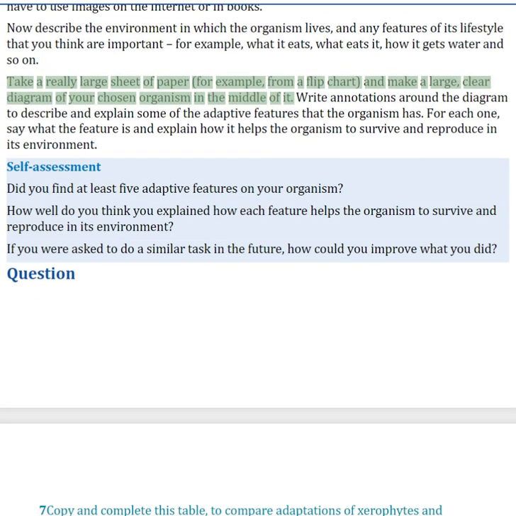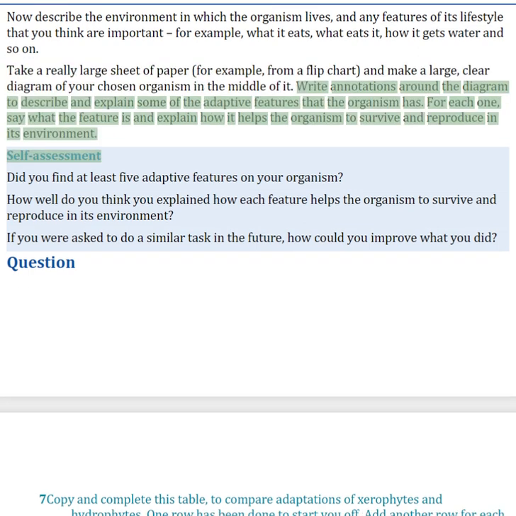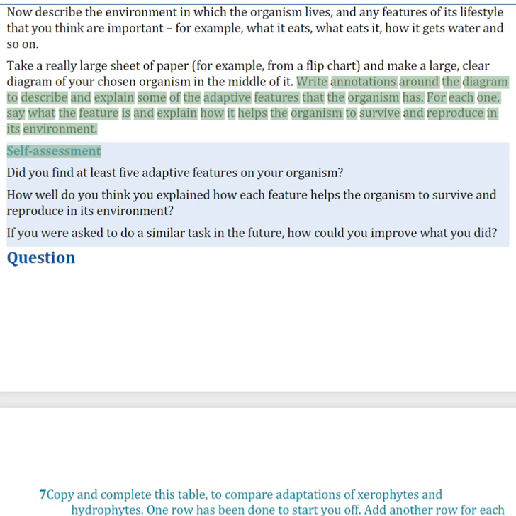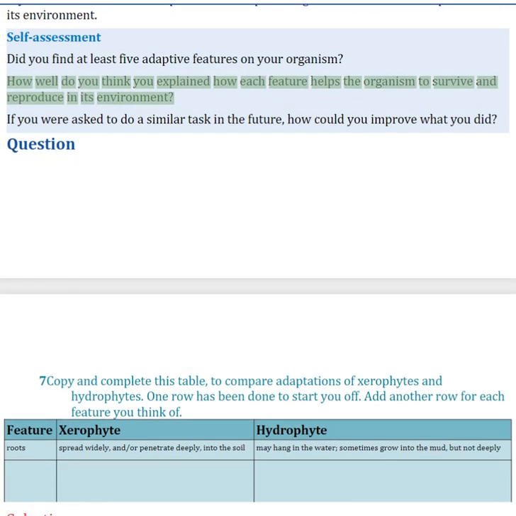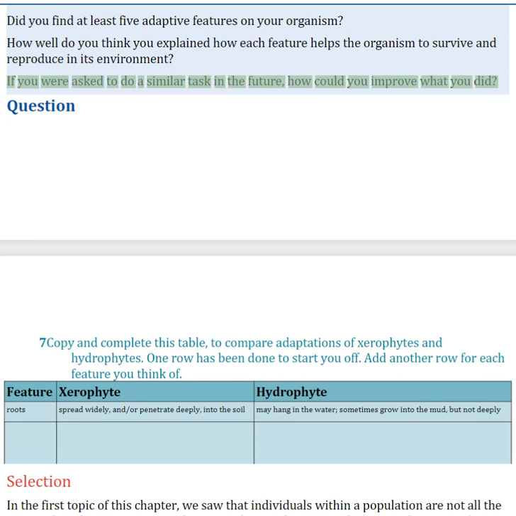Take a really large sheet of paper and make a large, clear diagram of your chosen organism in the middle of it. Write annotations around the diagram to describe and explain some of the adaptive features that the organism has. For each one, say what the feature is and explain how it helps the organism to survive and reproduce in its environment. Self-assessment. Did you find at least 5 adaptive features on your organism? How well do you think you explained how each feature helps the organism to survive and reproduce in its environment? If you were asked to do a similar task in the future, how could you improve what you did?